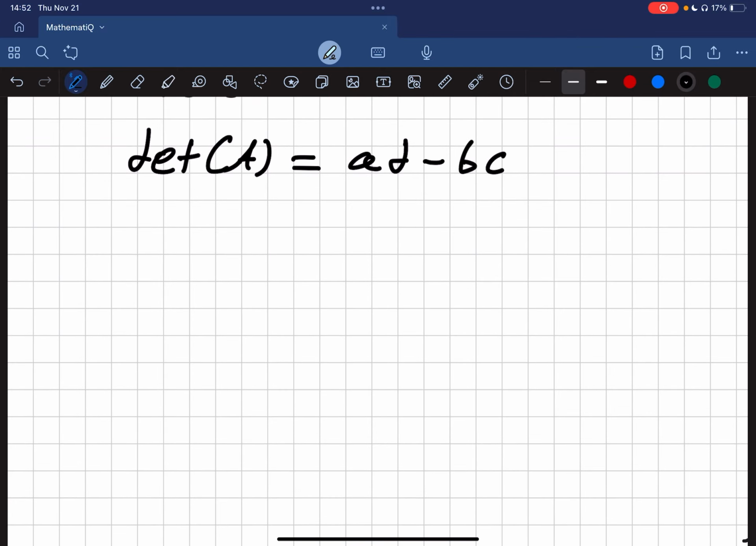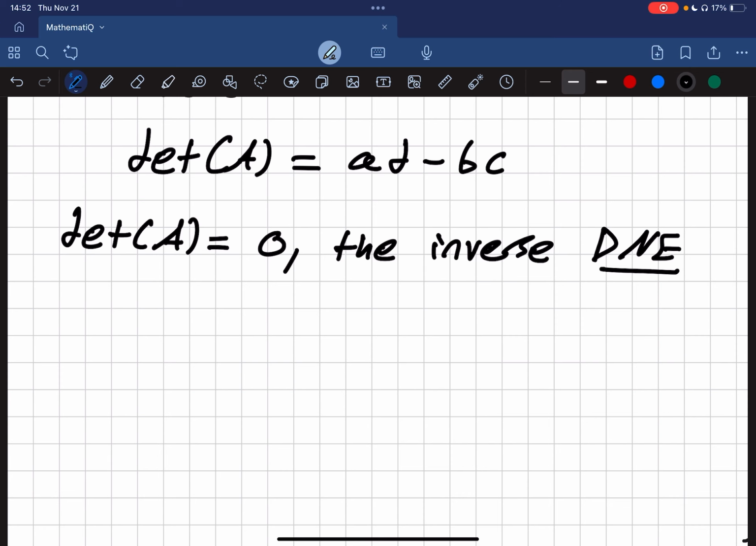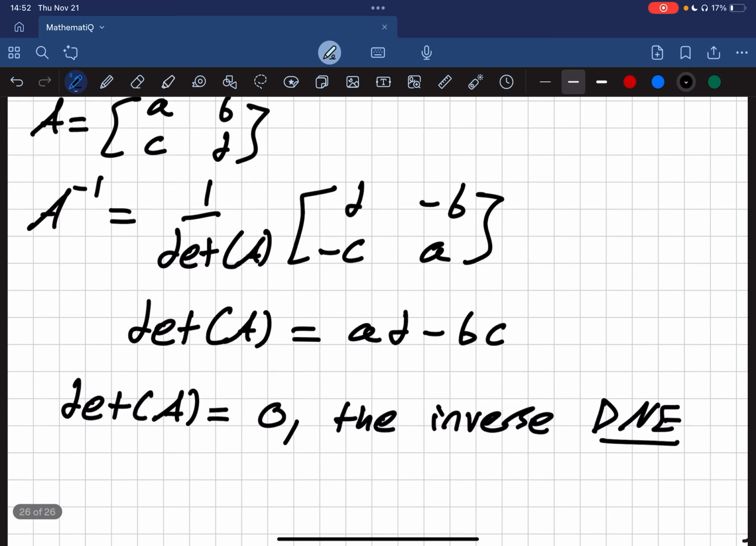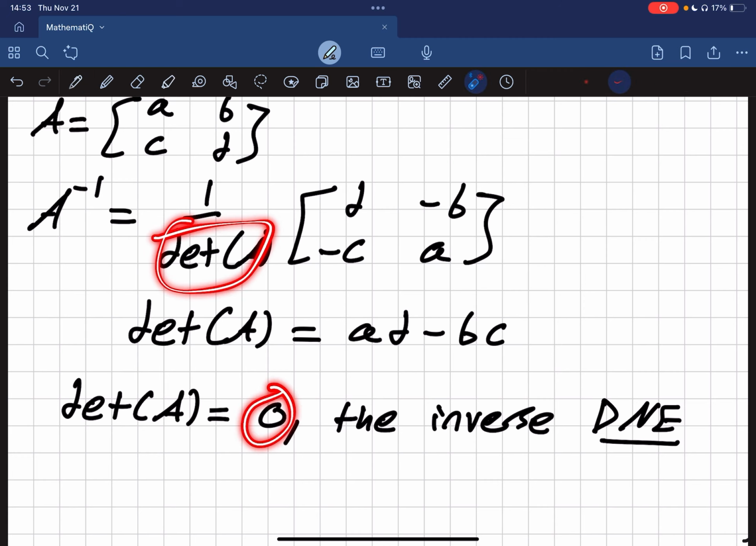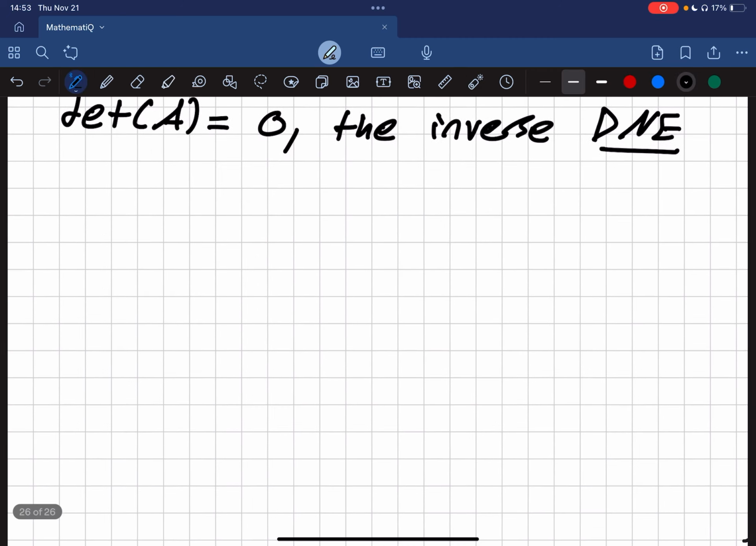Okay, so let's go ahead and take a few examples so that you can familiarize yourself with the process. And real quick, before we get started, something to note: if the determinant of A is equal to 0, the inverse does not exist. And you can see this because if the determinant is 0, we would be dividing by 0, which is undefined. Okay? So let's go ahead and start with an example.